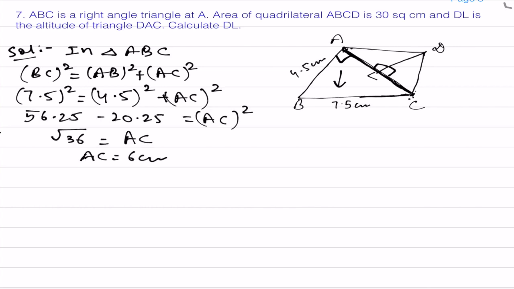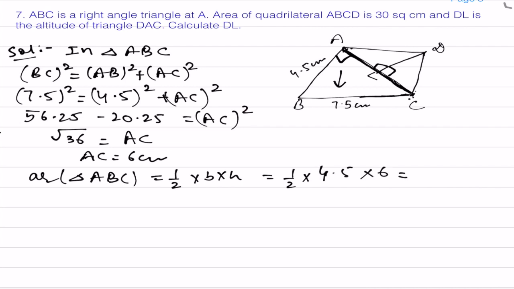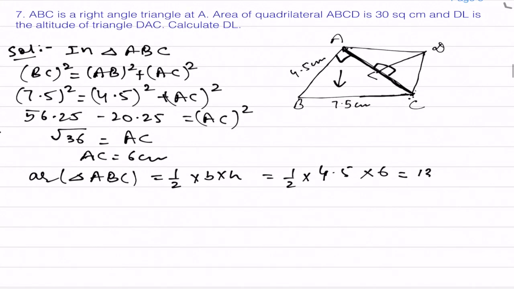So in triangle ABC, either you consider AB as a base or AC as a base, it's the same thing. So how to calculate the area of this triangle ABC? By using the formula half into base into height. So I am taking base as AB, or you can take it as AC. Both are correct for this triangle. So substitute the values. After solving, we'll see that area of the triangle ABC is 13.5 square centimeter.